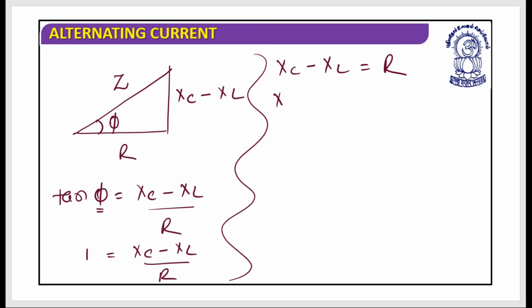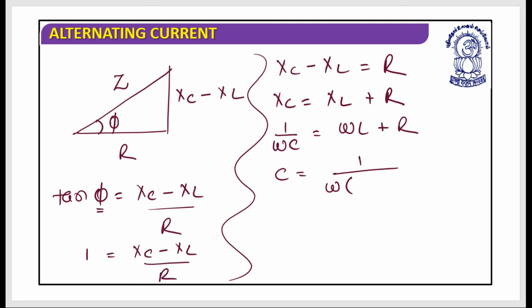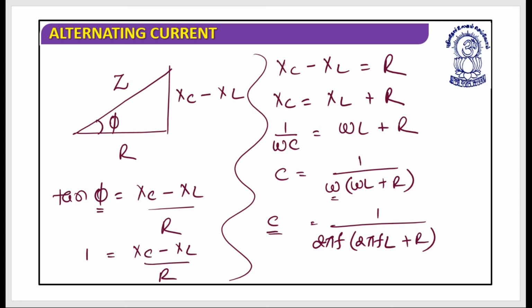Yes, so from this XC is equal to XL plus R. It's 1 by omega C is equal to omega L plus R. And from this, C is equal to 1 by omega into bracket omega L plus R. This is the capacitance. If they have given this in frequency terms, then replace this omega with 2 pi f, which is equal to 2 pi f L plus R. This is the capacitance. That's it.